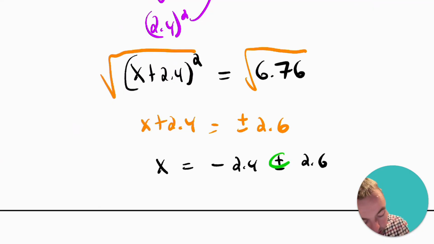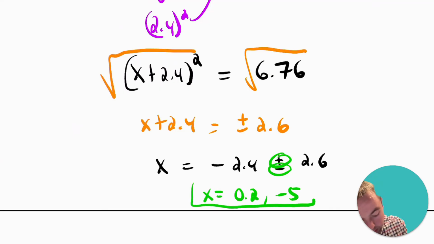So what you would get if you added negative 2.4 with 2.6 is you would get 0.2. And then what you would get if you did negative 2.4 minus 2.6 is you get negative 5. So those values right there of positive 0.2 and negative 5 would be the solutions for that equation.